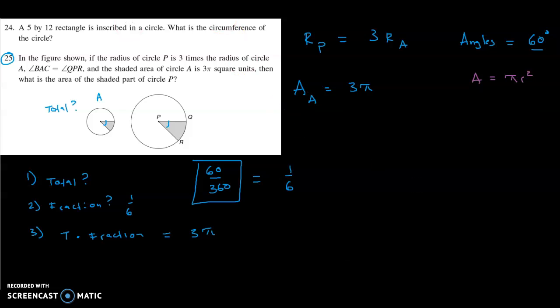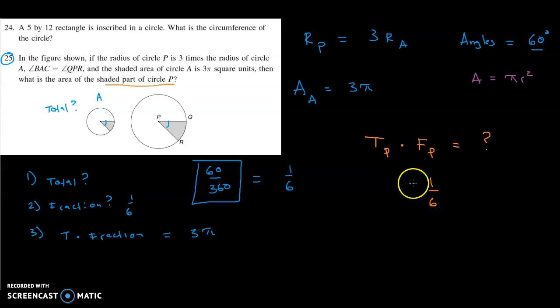Now, if I know that, it shouldn't be too terrible to do the rest of this, because look at this. The question is, what's the area of the shaded part of the bigger circle? Well, we know that that's just going to be the total area of the bigger circle times the fraction. Actually, sorry, that's circle P, right? Total area of circle P times the fraction of circle P, and that would be equal to the shaded portion. That's what we're trying to figure out. Well, I do know the fraction. They said the angles were the same, so the fraction is 1/6 in our scenario.